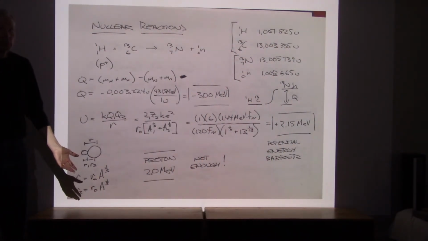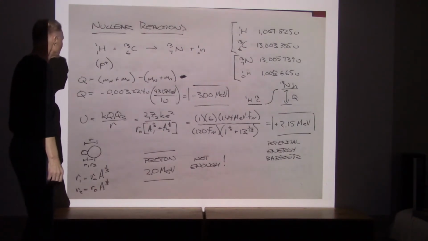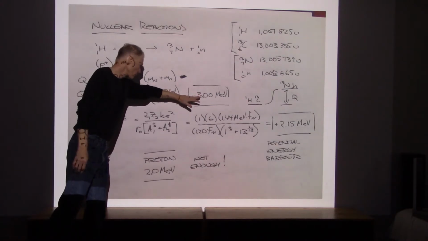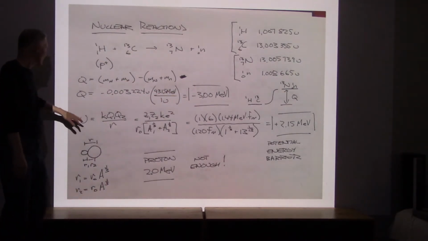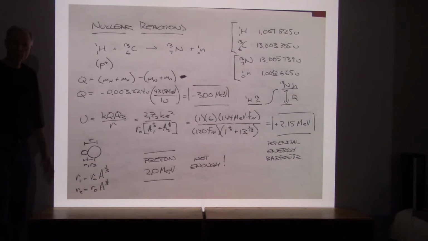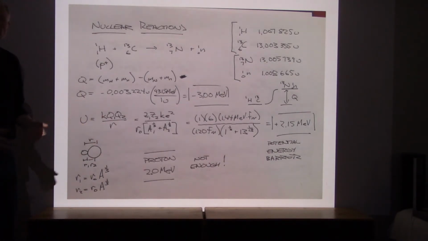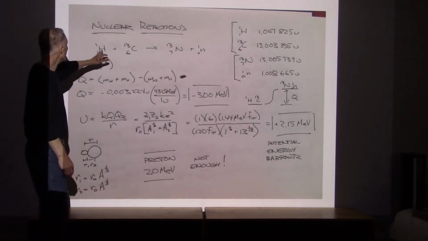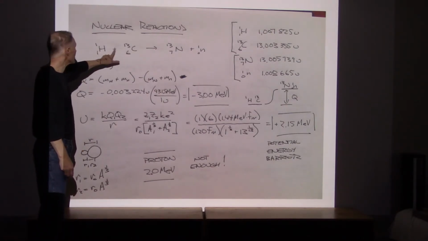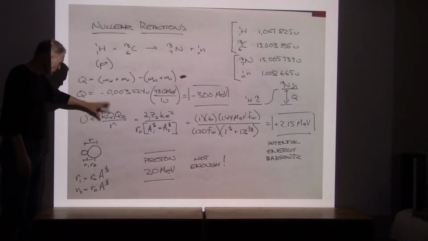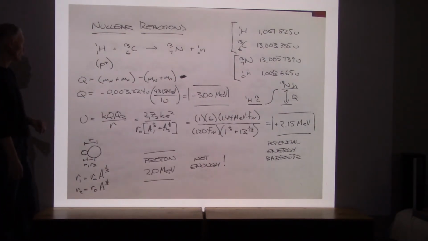Now there's a second question that we have to ask, and the second question is, well, sure, I've got to come up with 3 MeV to create that extra mass, but is there a potential energy barrier that I also have to get past? How high would a potential energy barrier be between a hydrogen nucleus and a carbon-13 nucleus? So let's do that. Here's our formula, K Q1 Q2 over R.